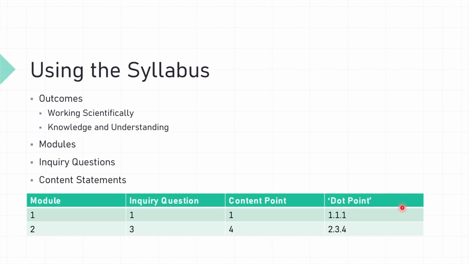Now, I use a bit of a dot point notation to be able to reference sections of the syllabus or individual content statements. So what I will always do is the first number using this dot point system will represent the module. The second number will represent the inquiry question in the order that it comes up within that module. And then the last number will refer to the content point. Now, when we go through the syllabus in a lot more detail, I'll show you that in class.